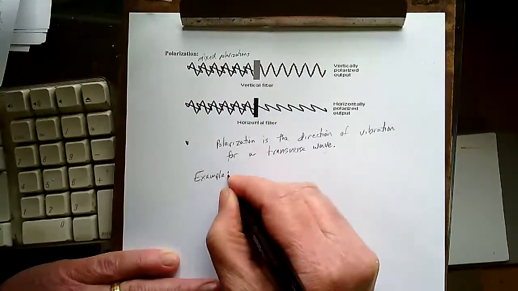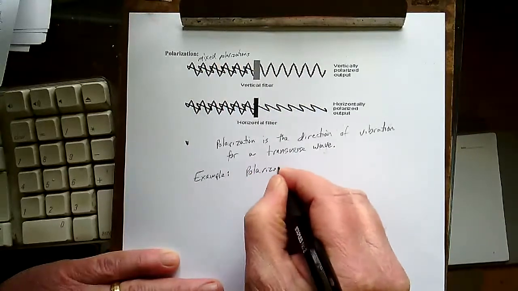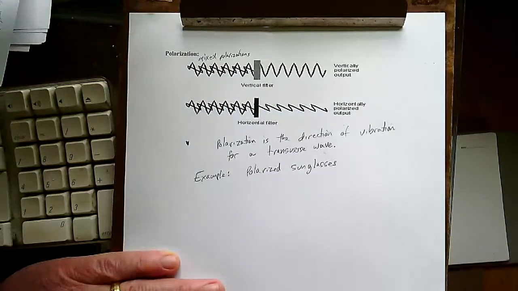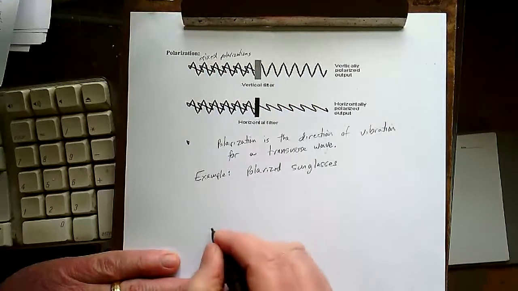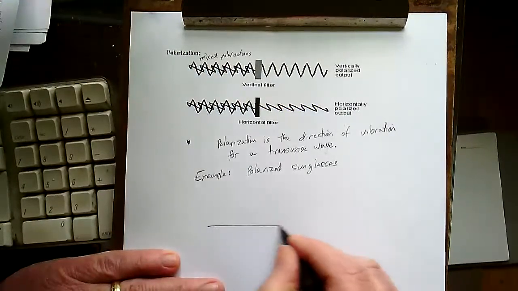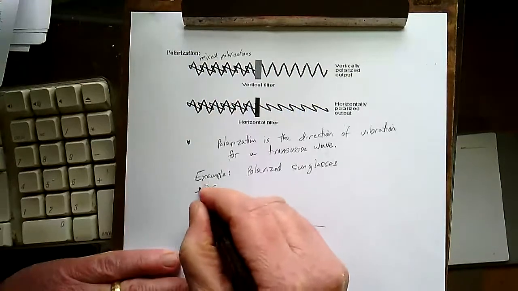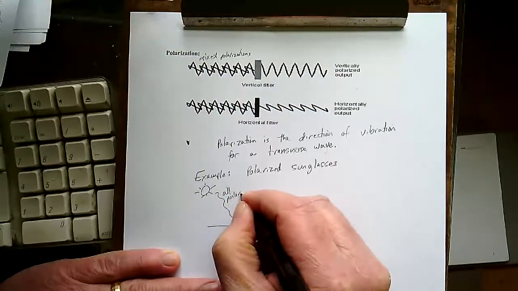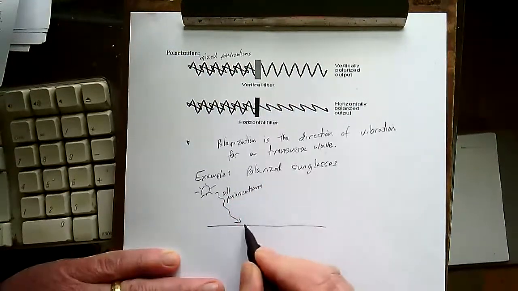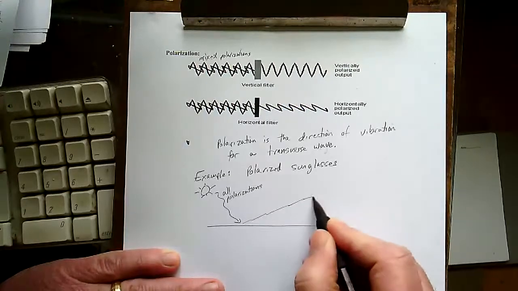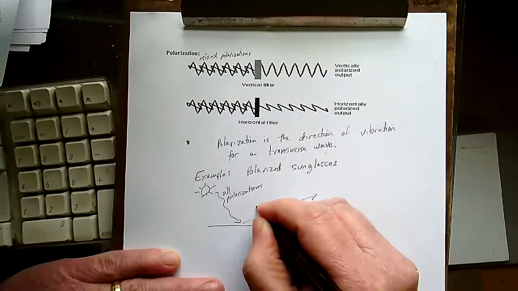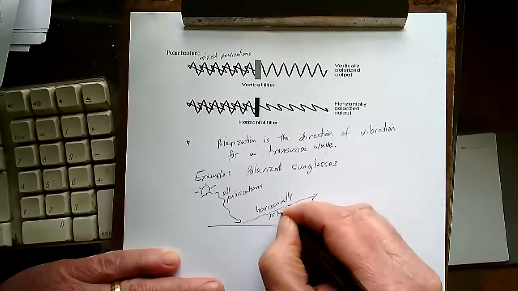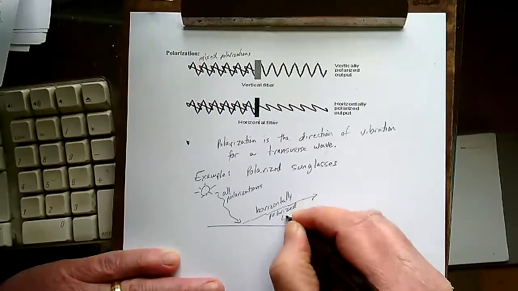A real life use for this is polarized sunglasses. All right, and in polarized sunglasses, if we look at sunlight, the light coming from the sun has all polarizations. When it reflects off a horizontal surface, it's only going to be horizontally polarized. And we call that glare.